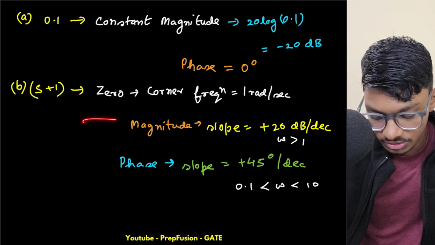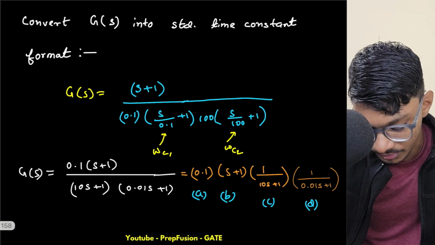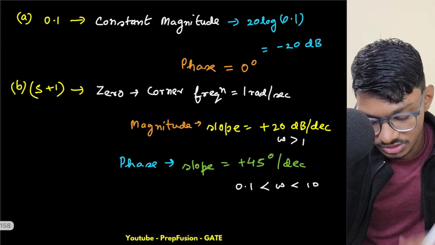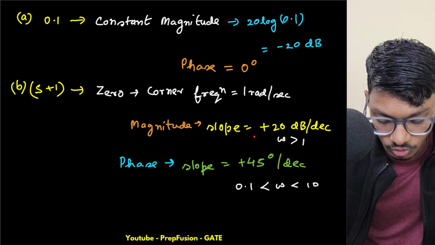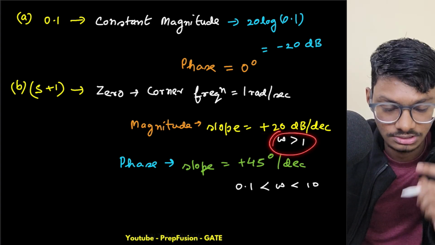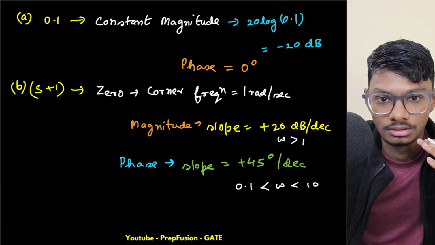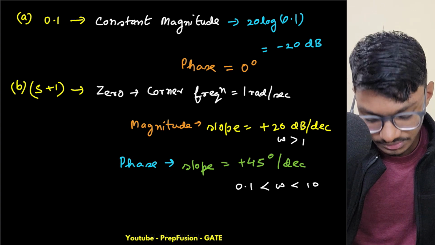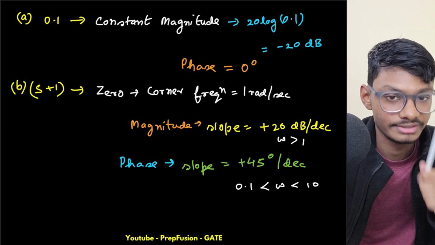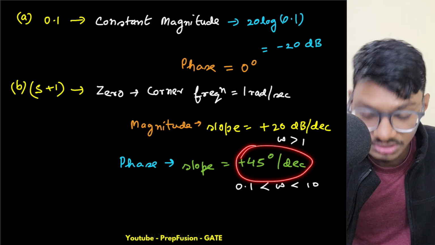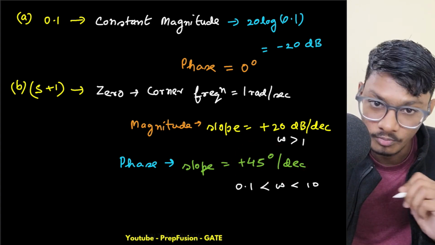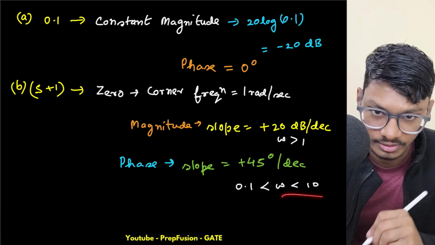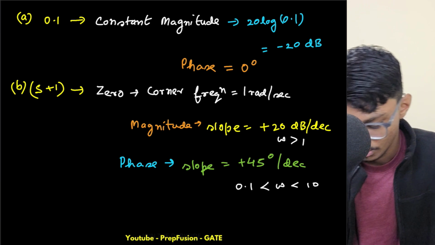Now what about the zero? For the zero the corner frequency is 1 radian per second, as we can see from here, simply s by 1 radian per second. And what is the magnitude? The magnitude has the slope component. So slope is plus 20 per decade for a zero, and it is applicable after the corner frequency itself, 1 radian per second. Now what about the phase? Phase is very important. It provides plus 45 degrees per decade of phase slope, starting 10 times before my corner frequency and ending 10 times after my corner frequency. After that it is 0 degrees.